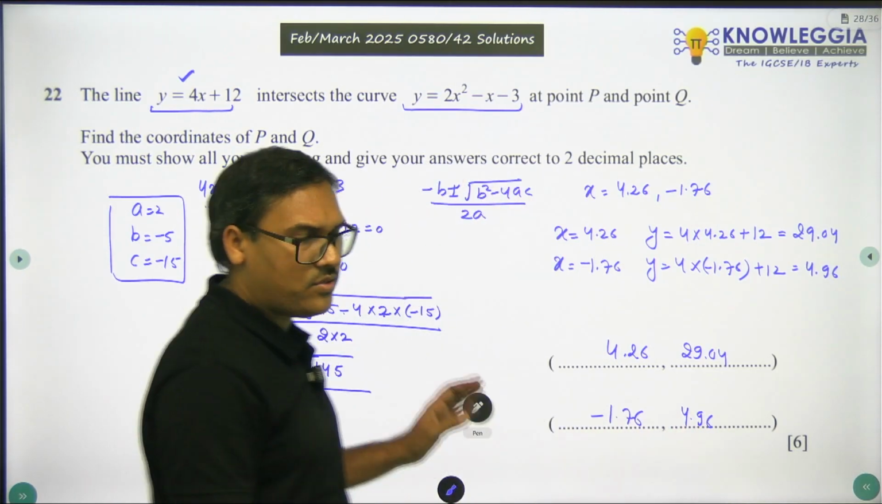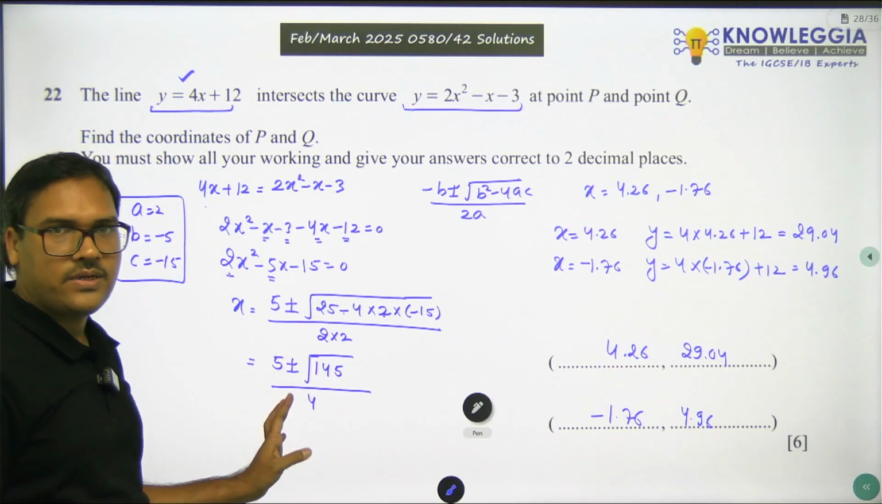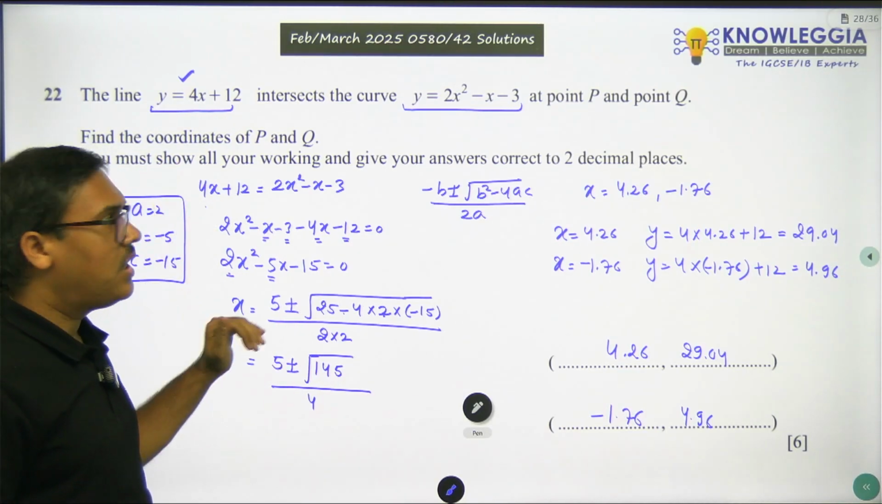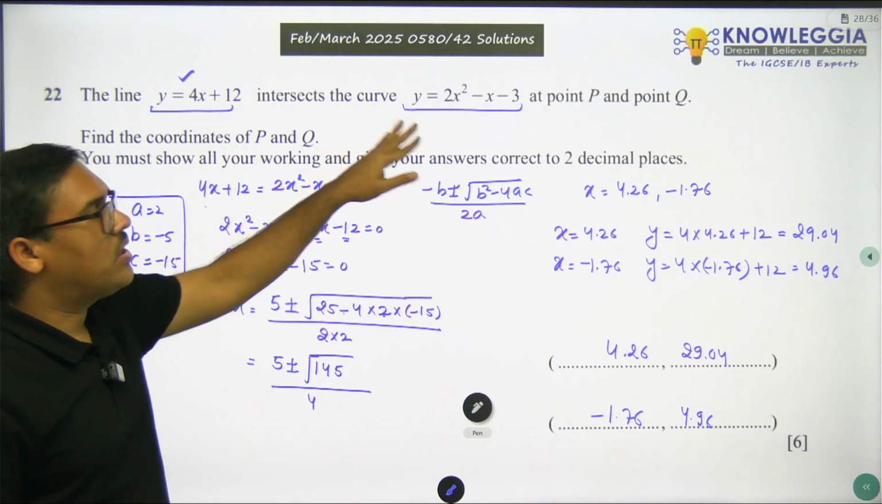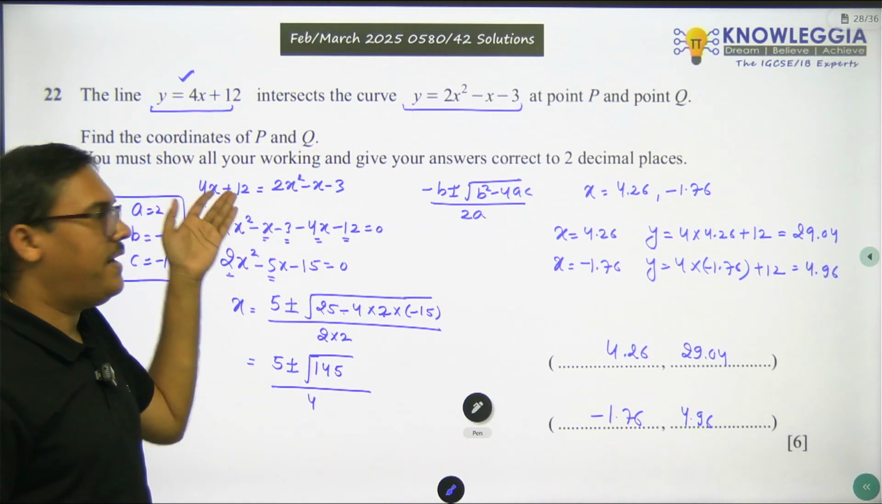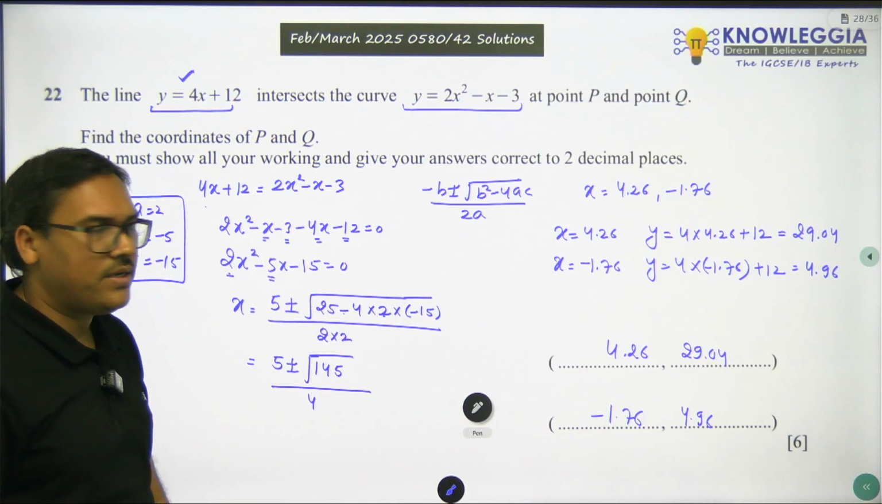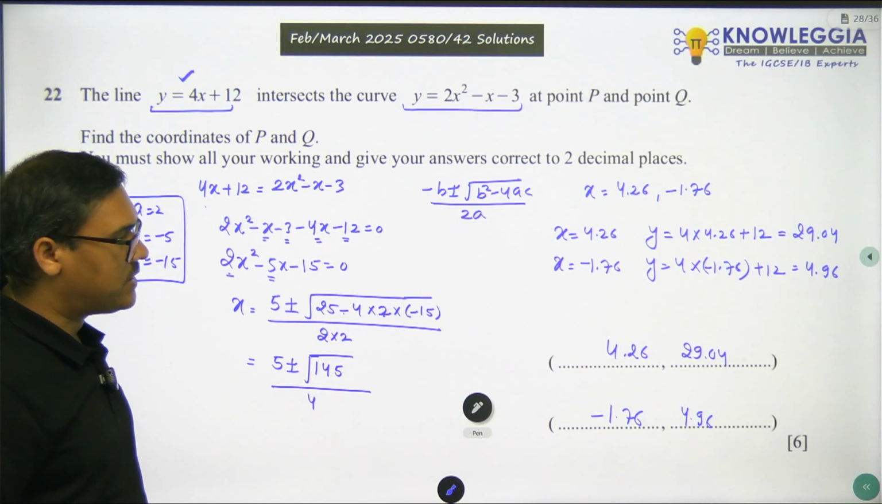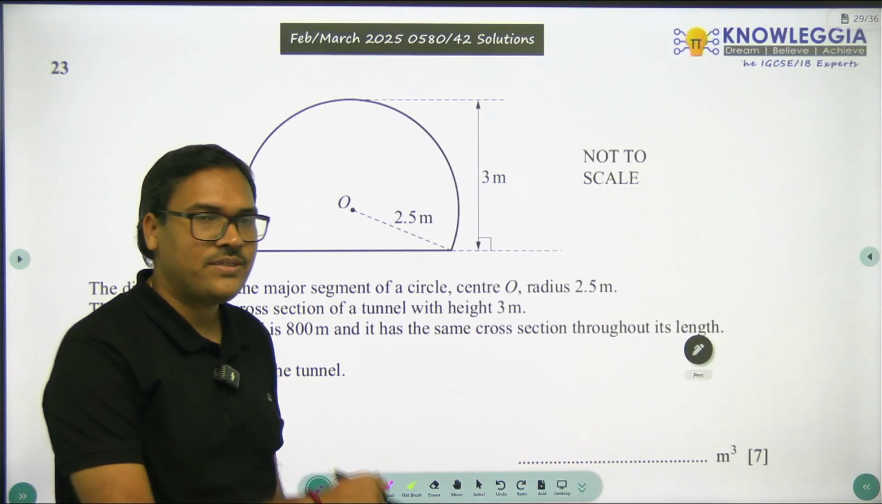So I hope you can easily solve this. This is just a calculation which you can do on the calculator. Understand the method? How to solve a linear and non-linear equation? Equate them and solve the quadratic to get the values. So this part you can easily do. This is the answer for this question. Now the next question.